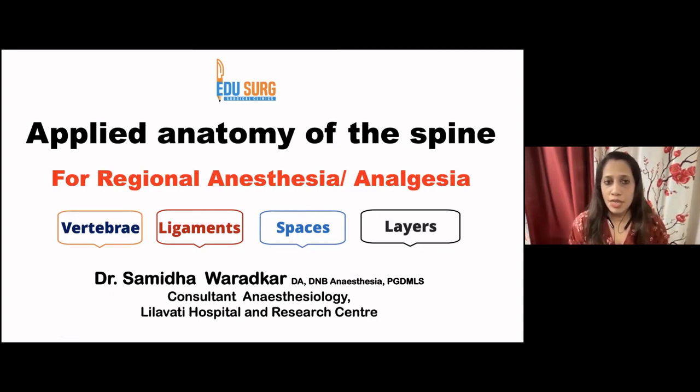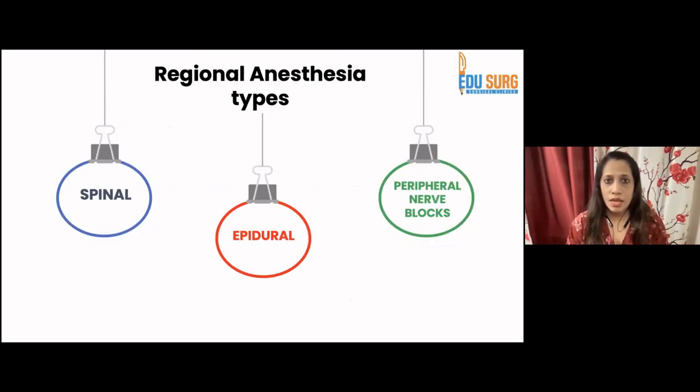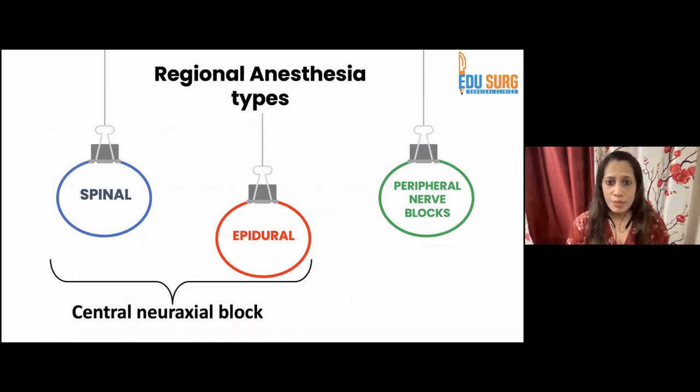In today's video, we are going to discuss the applied anatomy of the spine for regional anesthesia and analgesia. In the previous video, we had seen the different types of regional anesthesia techniques, spinal and epidural anesthesia, which is a part of central neuraxial block, and peripheral nerve blocks. Today's discussion on the applied anatomy is going to be about the central neuraxial block.